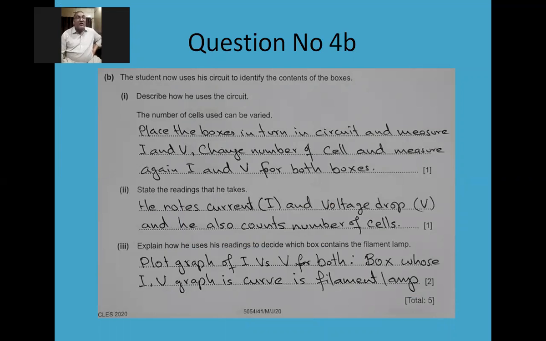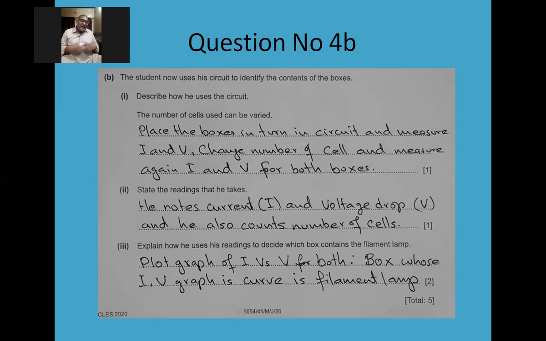Then the B part of question number 4 is: the student now uses his circuit to identify the contents of the boxes. Describe how he uses the circuit. The first part is, the number of cells used can be varied. So if the number of cells can be changed, you see what will happen. The reading on the ammeter will change, the reading on the voltmeter will change.